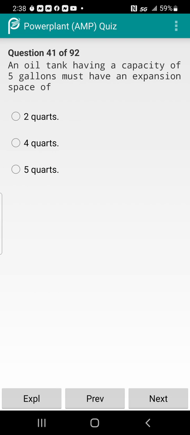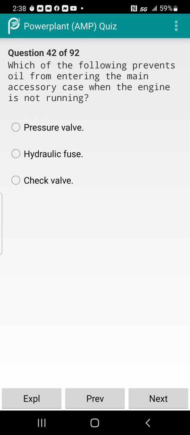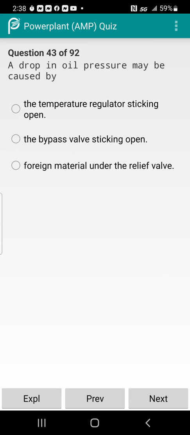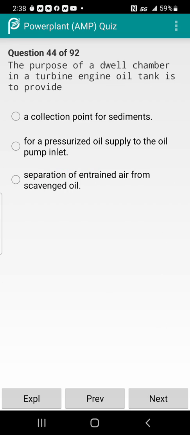An oil tank having a capacity of 5 gallons must have an expansion space of 2 quarts. Which of the following prevents oil from entering the main accessory case when the engine is not running? Check valve. A drop in oil pressure may be caused by foreign material under the relief valve.